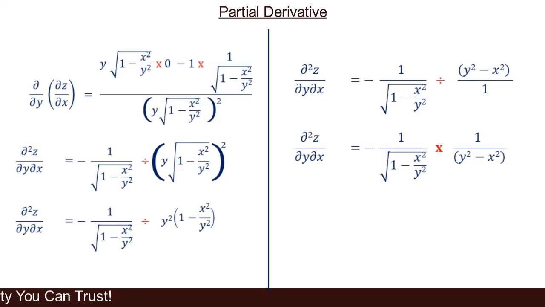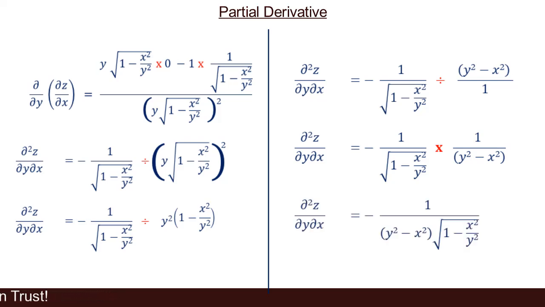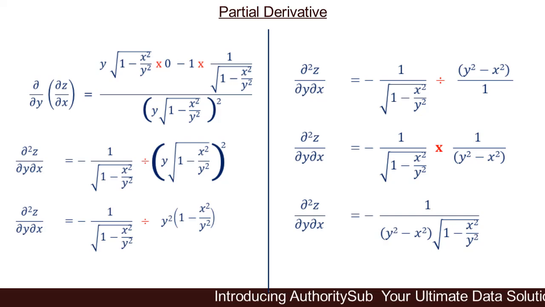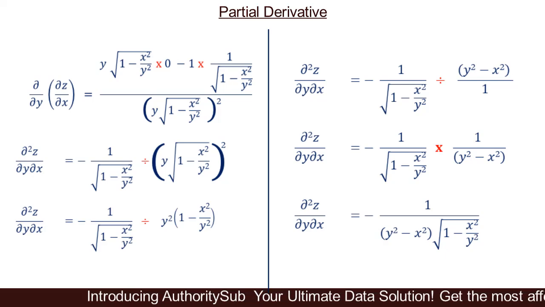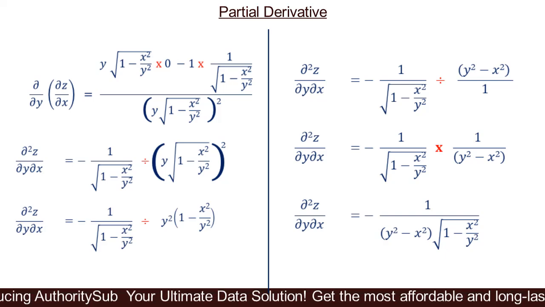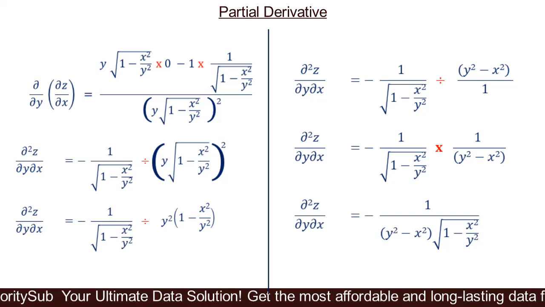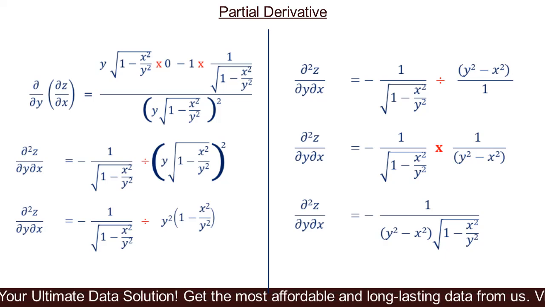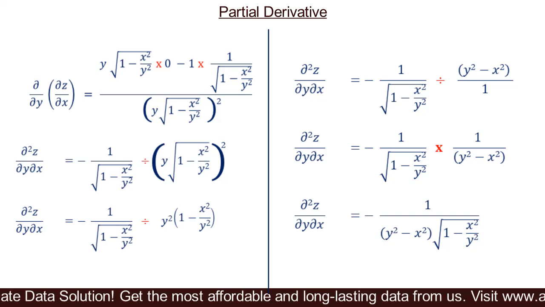So we see that the first and the second partial derivative of z with respect to x with respect to y is equal to minus 1 all over y squared minus x squared in bracket, square root of 1 minus x squared all over y squared. Yes, this is the first part. And I hope this is very clear, right?